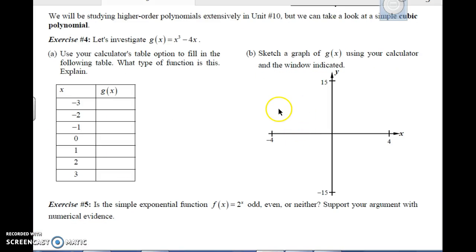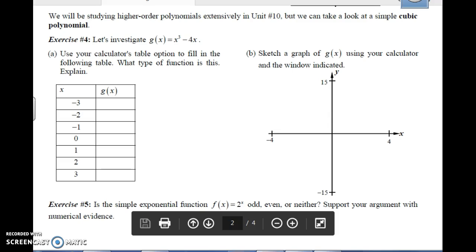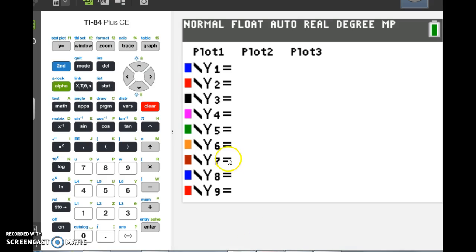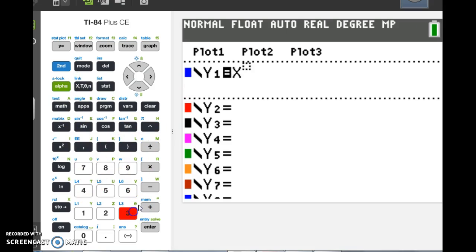Okay, we will be studying higher order polynomials extensively, not necessarily Unit 10, but coming up soon. But we can take a look at a simple cubic polynomial. So let's investigate x cubed minus 4x. All right, so here's my calculator, and I'm going to put in y equals x cubed minus 4x. So x raised to the third power, forward arrow to get off the cube, minus 4x. And I want to look at my table from -3 to +3.